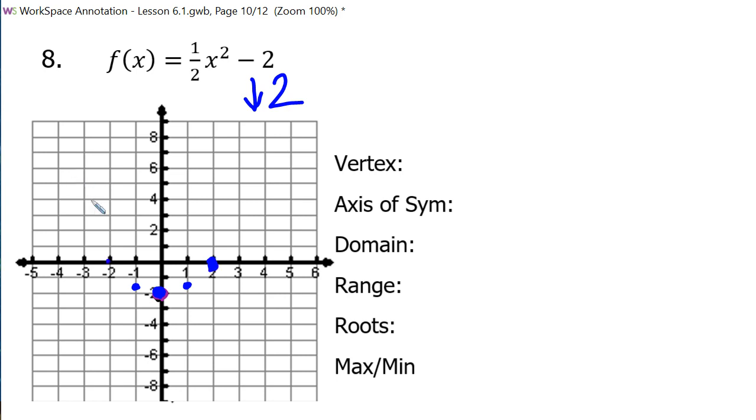If I go over 3, what is 3 squared? 9. What's half of 9? 4.5. If I go over 4, what is 4 squared? 16. What's half of 16? 8. Do I have enough room to go over 4 and up 8? Yes.